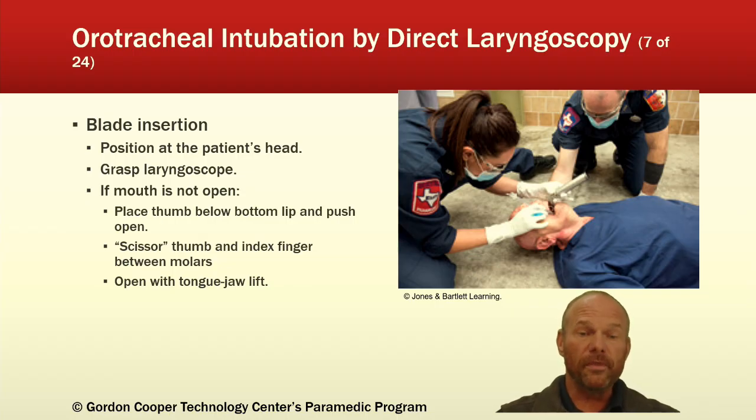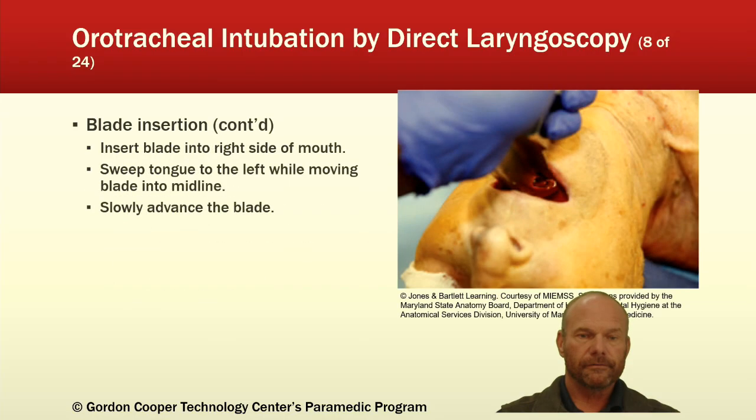So you want to open the mouth. Use that scissor motion that you learned in EMT school. That will help you get the mouth open, and then insert the blade. Start by inserting the laryngoscope blade into the right side of the patient's mouth.